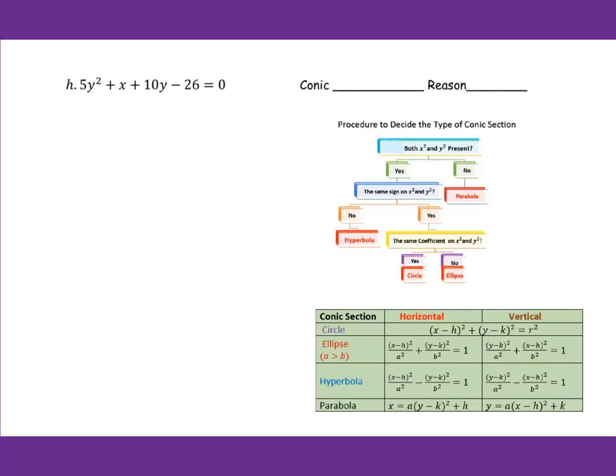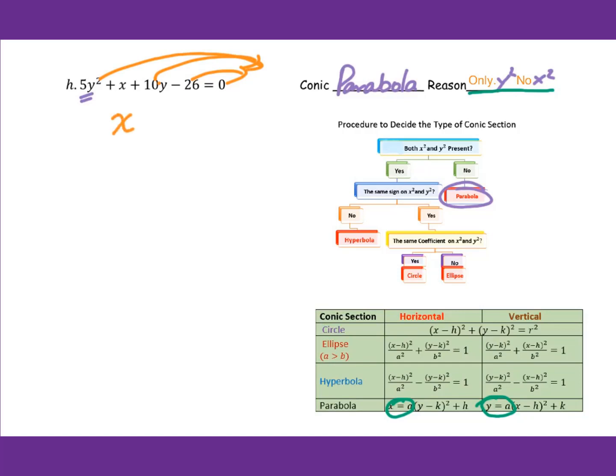For H, we know this is a parabola because there is only y squared, no x squared in this equation. The reason you could see is we only have y squared, we don't have x squared in this equation. For standard form of this parabola, you get x equals or y equals. Therefore, you will move all y squared and y and the constant number to the other side. We only get x equals negative 5y squared minus 10y plus 26. Remember, when you cross the river, change the sign. Count the equal sign as a river.